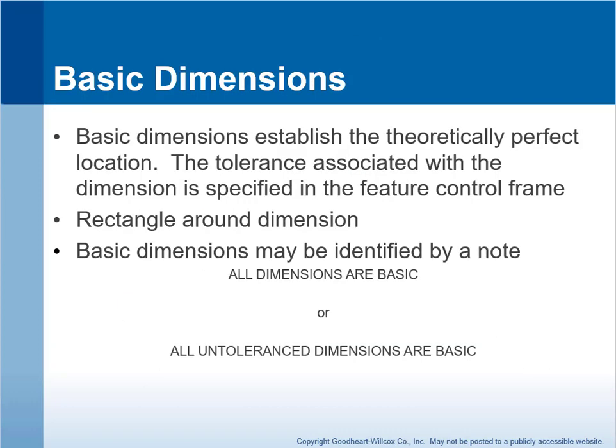And then basic dimensions. Basic dimensions establish the theoretically perfect location. A tolerance associated with the dimension is specified in the feature control frame, and then we put a rectangle around that dimension. So a basic dimension always has a rectangle, and it is a theoretically perfect dimension or location. Then the tolerance in the feature control frame is associated with the tolerance of that dimension. Okay, this is the end of Unit Chapter 2.